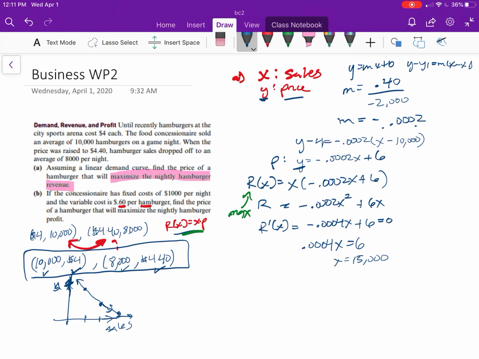Really quick, we need to verify this is a max. Second derivative, again, really easy. Second derivative of this is negative 0.0004. We only care that it's negative. So concave down, max. Right, so we are good, it is a max.